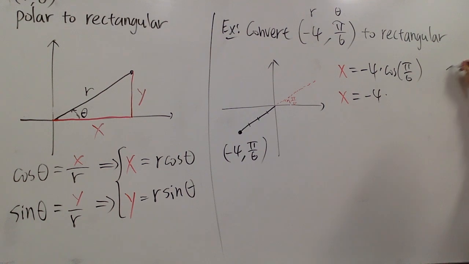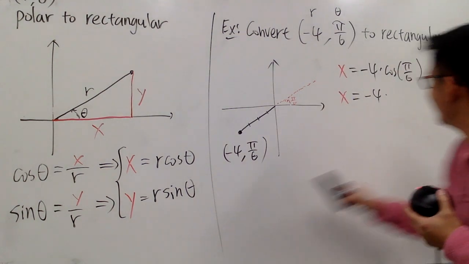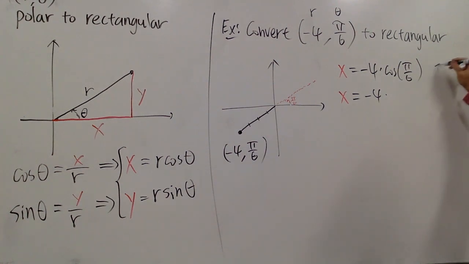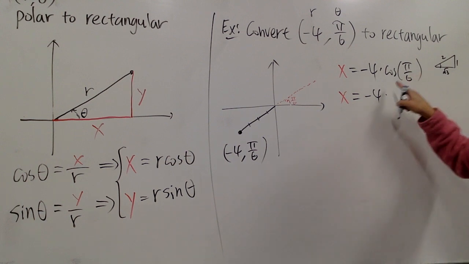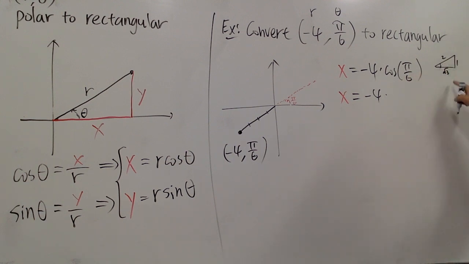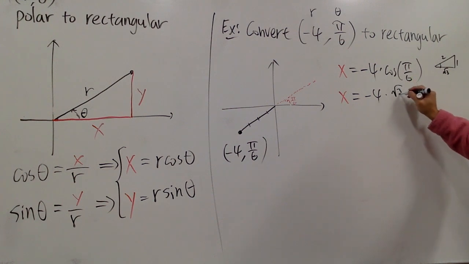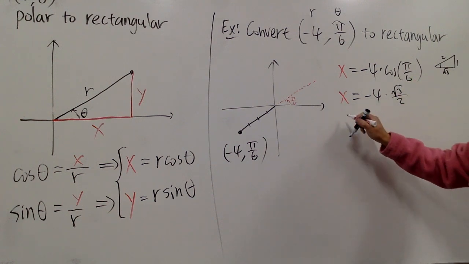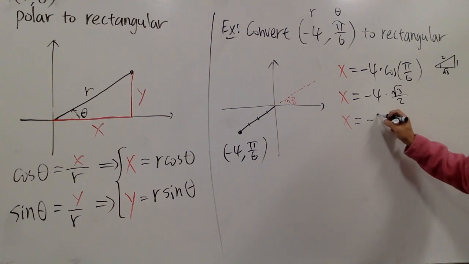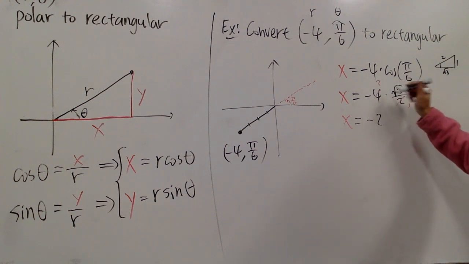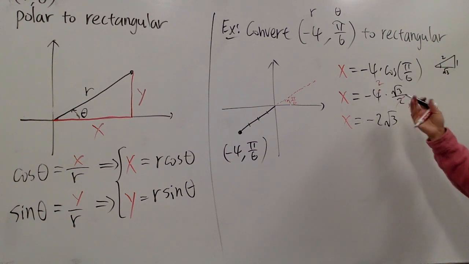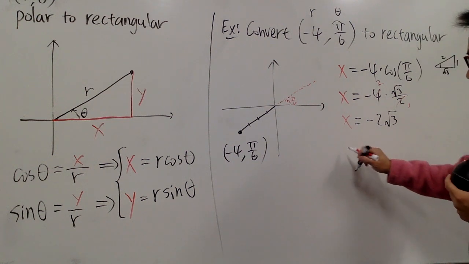Pi over 6 is 30 degrees, so you can draw a triangle like this right here. Let me just put it down right here real quick, like this. And 30 degrees right here, and then you know this is going to be square root of 3, this is 1, this is 2. So for cosine of pi over 6, which is this angle, it's square root of 3 over 2, like this. And then you can reduce the fraction, and you get x is equal to negative 2 times square root of 3, right, because the 2 and the 4 reduce. That's the x value. Secondly, get the y value.